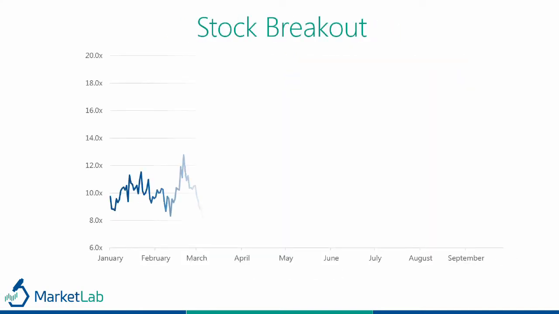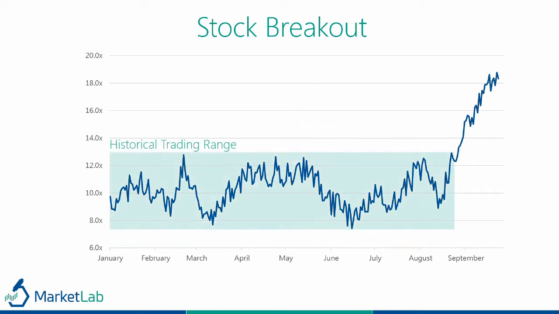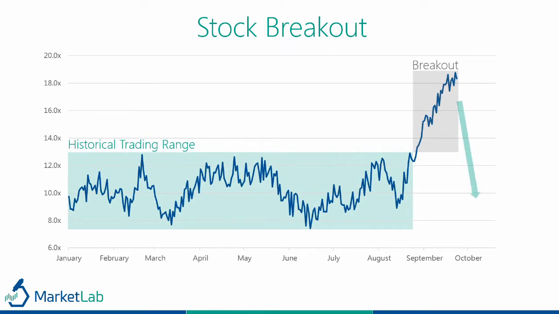In the example here, we see a stock trading out of its historical range. The stock has broken out and is well above the scope that is normal for it. Using a mean reversion here would attempt to see it compress back to the 8.5 to 13 times PE range.